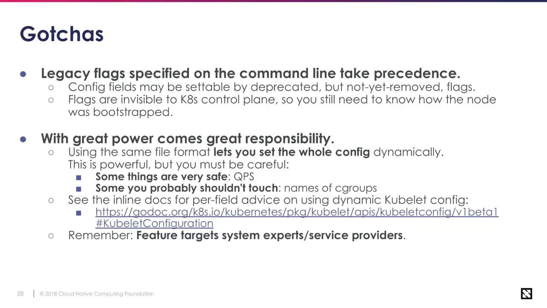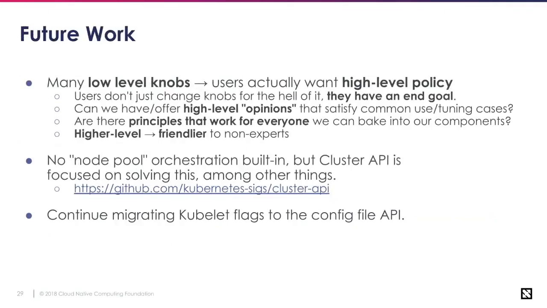And just as a reminder, the intent of this feature is to target system experts and service providers who can qualify these kinds of things and understand the system very well. Another gotcha is that we are moving to this config file API from command line flags, and so there are still a lot of command line flags that are deprecated but not yet removed and can still specify the same information as in the config file. For backwards compatibility reasons, these flags take precedence if they're still specified on your command line. So you do need to know a little bit still today about how your node was initially deployed to understand the full spectrum of configuration applied to it. We're hoping to reduce that surface area in the future as we migrate these flags. So can I have the next slide, please?